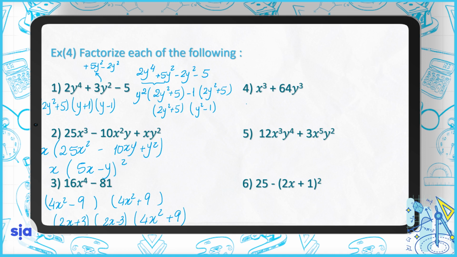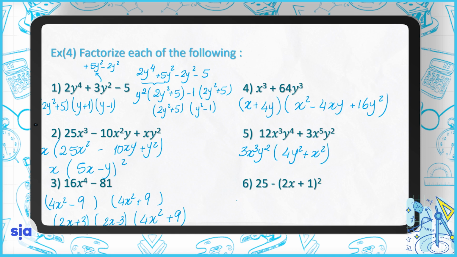Question 4. Yes, this is a sum of a binomial cube. How can we factorize this? It's x plus 4y multiplied by x squared minus 4xy plus 16y squared. Question 5. We're going to take the highest common factor as 3x to the power 3 y squared. What's left inside is 4y squared plus x squared.